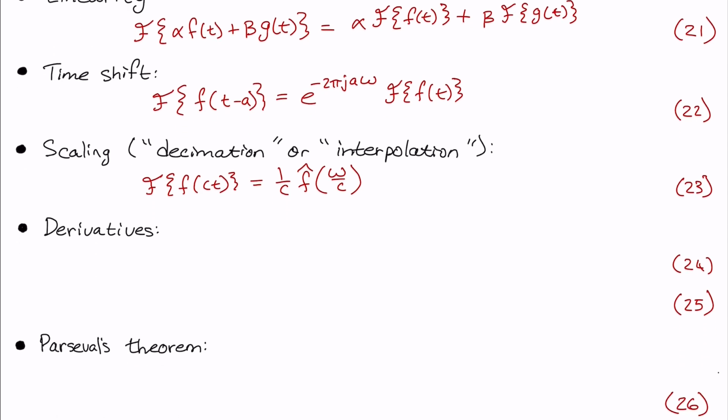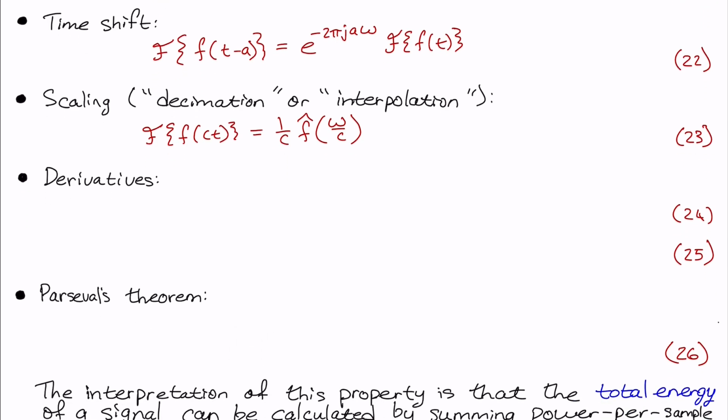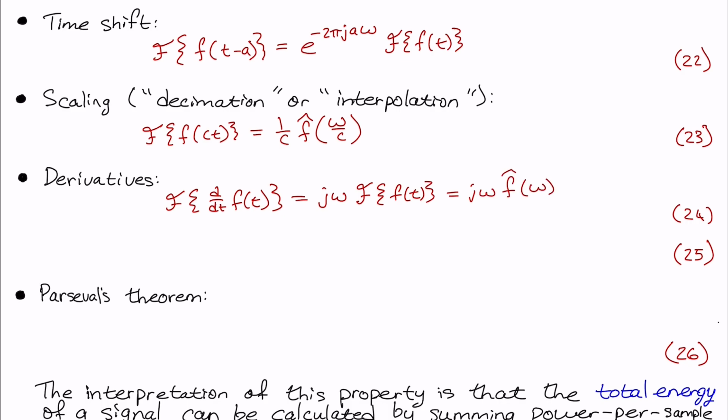Okay, the really important thing is what happens when you apply the Fourier transform to derivatives. In this case, we'll look at the first derivative and then we'll look at a second. So the Fourier transform of d by dt of f of t, the first derivative, is simply equal to j omega times the Fourier transform of f of t, or j omega times f hat of omega.